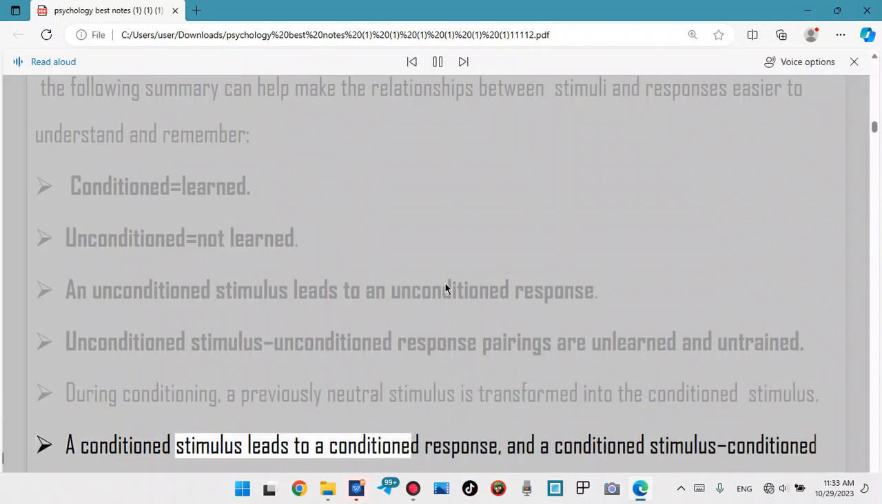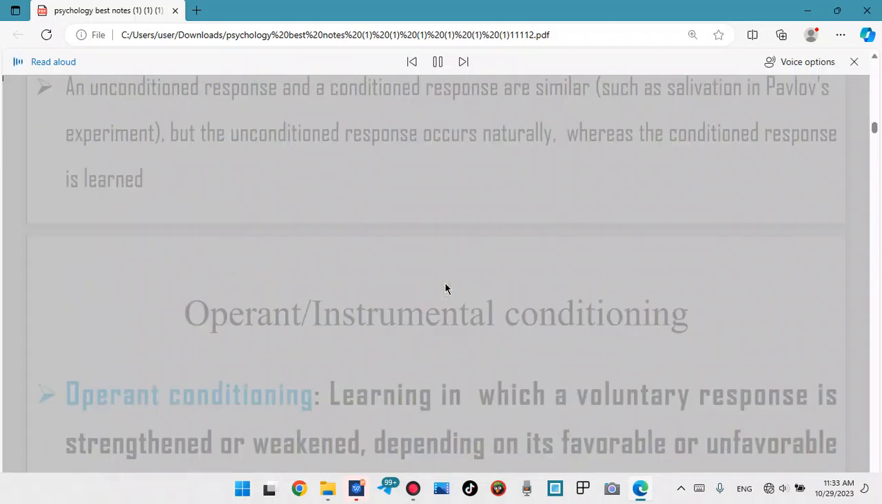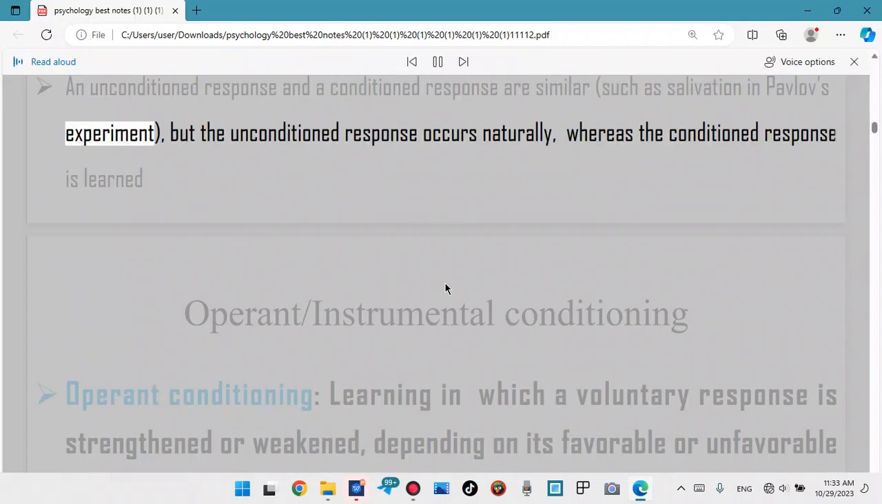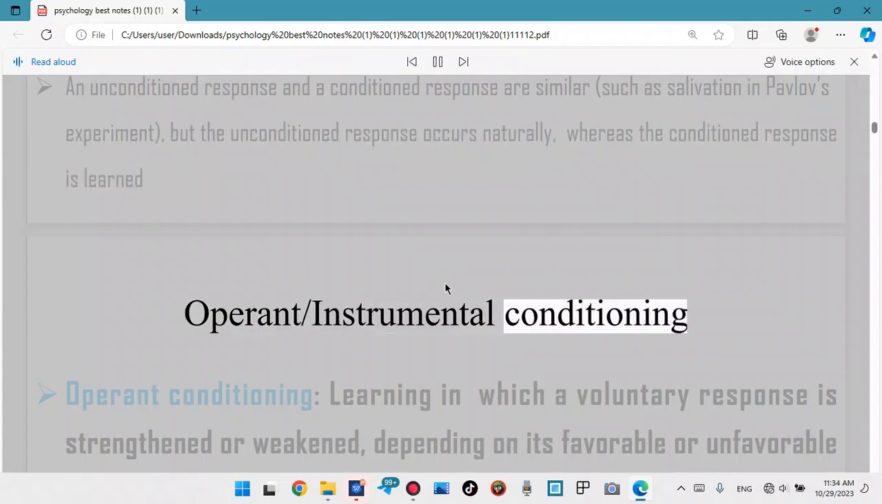A conditioned stimulus leads to a conditioned response, and a conditioned stimulus, conditioned response pairing is a consequence of learning and training. An unconditioned response and a conditioned response are similar, such as salivation in Pavlov's experiment, but the unconditioned response occurs naturally, whereas the conditioned response is learned. Operant/instrumental conditioning.